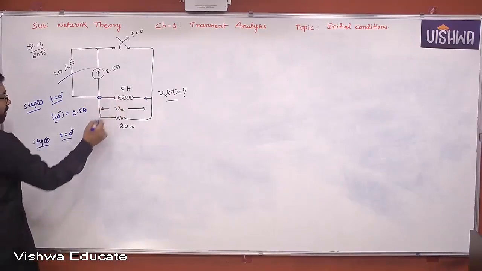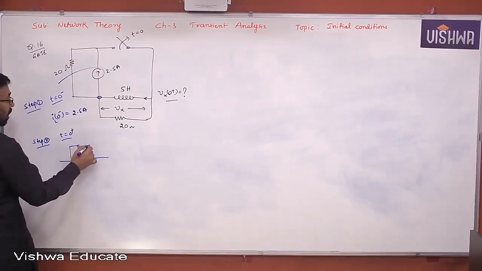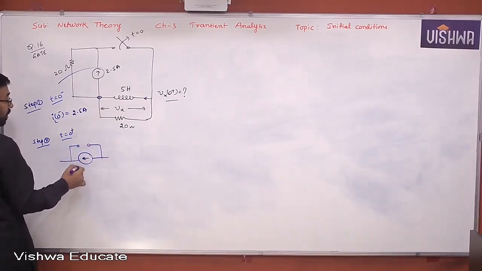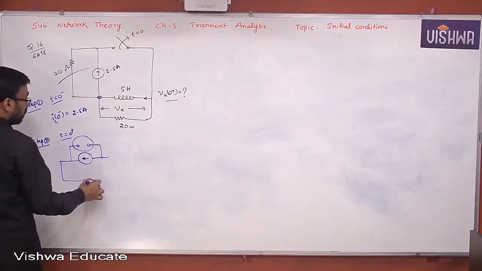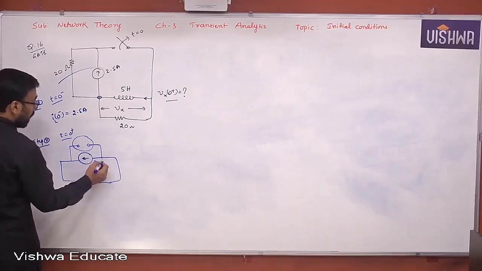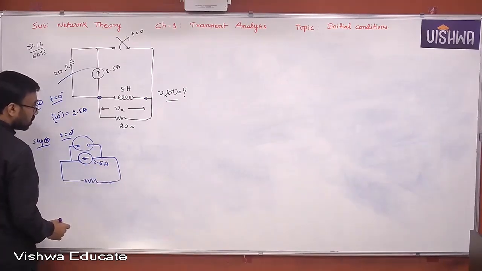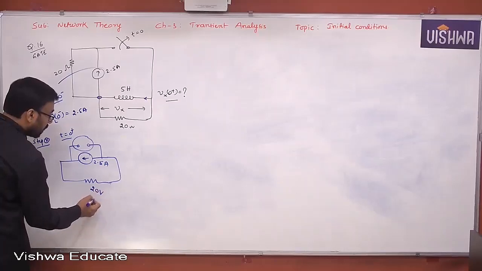And finally, you have the current source. The inductor is replaced by a current source with a parallel inductor model. Yes or no, all of you? With a parallel inductor model, and you have the resistor as it is. And this is 2.5 ampere. This is 2.5 ampere. And now this is 20 volt. Yes or no, all of you?